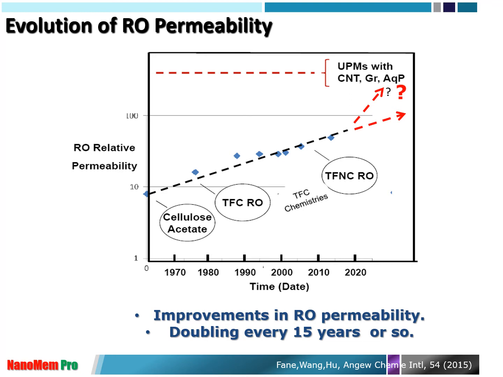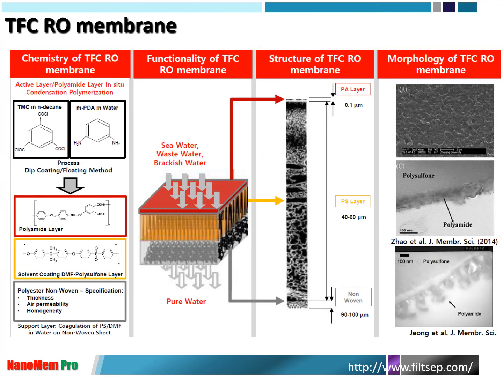So every 15 years, this reverse osmosis membrane permeability has doubled. So in the future, we believe there is still room to improve the overall permeability. If you look at the thin film composite RO membrane, currently commercially available RO membranes are mostly based on the thin film composite polyamide RO membrane. So it's better to understand how they have been produced.